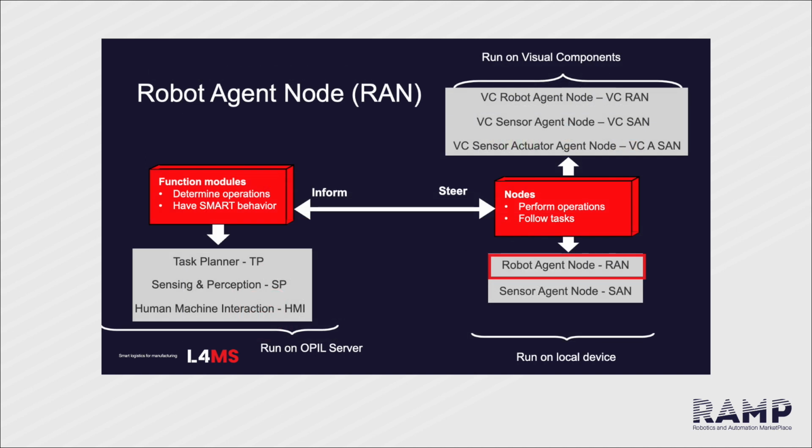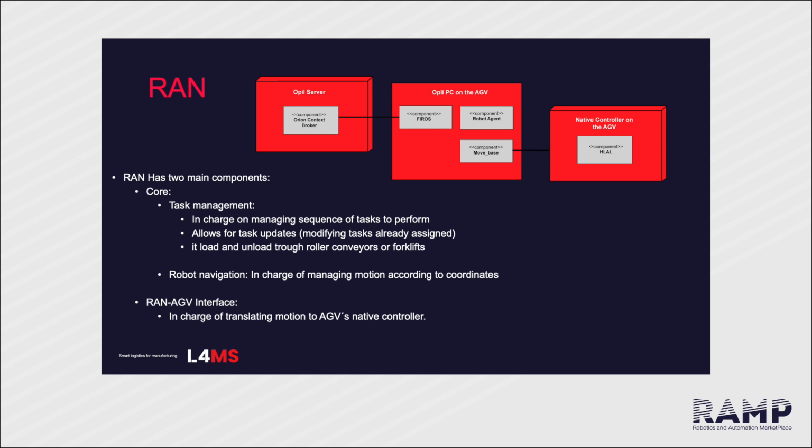We will present each module according to its functionality based on this diagram that we have seen before. We start from Robot Agent Node, or RAN. RAN has two main components: the core, which consists of the task management part responsible for managing sequence of tasks, task updates, load and unload roller conveyors or forklifts, and robot navigation, managing the motion according to the coordinates. The other component is the RAN AGV interface, which is in charge of translating motion to the AGV's native controller.